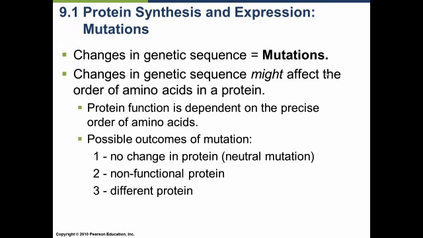So there are three possible outcomes for a mutation, a change in the DNA. One possibility is there's no change in the protein. We'll explain how that could be in just a moment. A second possibility is that we produce a non-functional protein, a protein that's different and doesn't do its job. The third possibility is we produce an entirely different protein that maybe does its job, or maybe it does it better, maybe it does it worse, or maybe it does something else entirely.